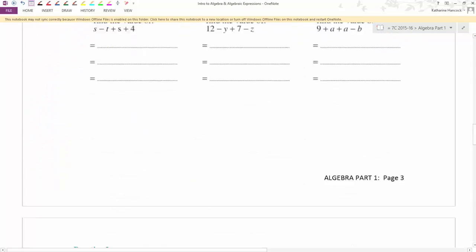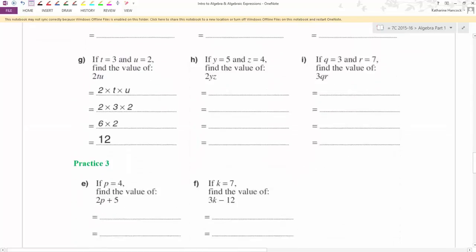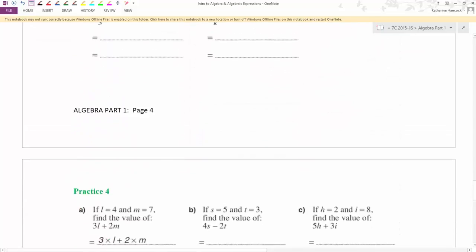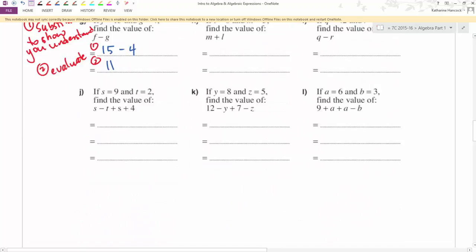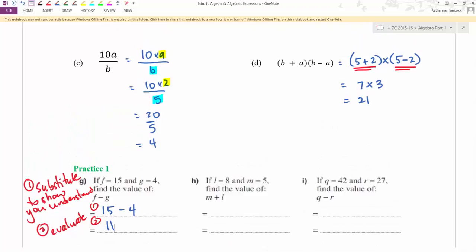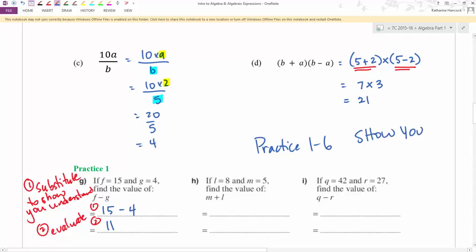So your job, your work now, is to finish practice 1, practice 2, practice 3, practice 4, and practice 6. After you're finished the whole thing, you do practice 1 to 6, and you must show your work. That's the first thing. And the second thing is remember BEDMAS. Okay, so good luck.